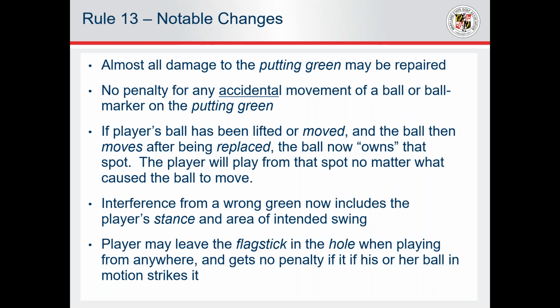Interference from a wrong green now includes the player's stance in an area of intended swing. And really this change is just to make sure we get the player off the wrong putting green, right? If you're playing the first hole and you hit your ball on the 7th green, we want to make sure that we're taking care of the course and we're not causing damage to the course. So this gets us further away from that green when taking relief.